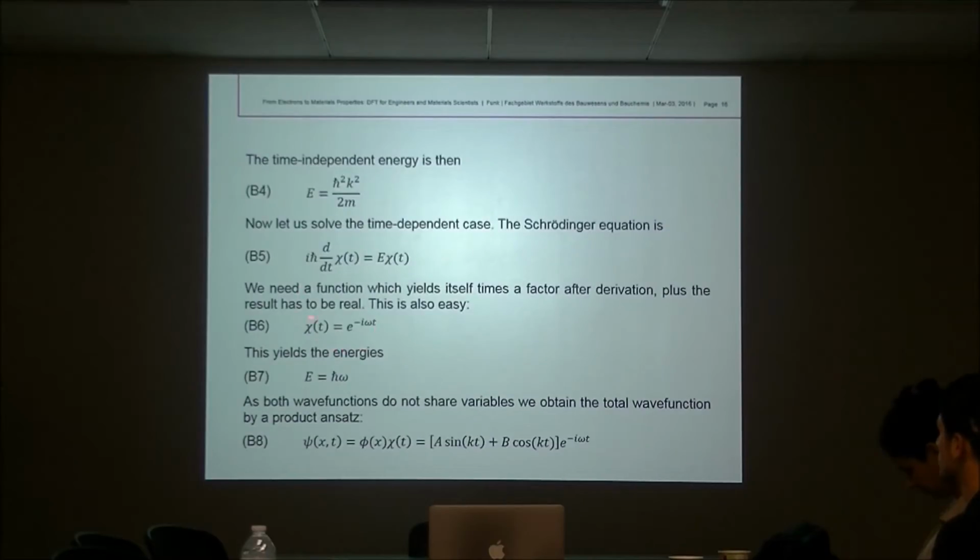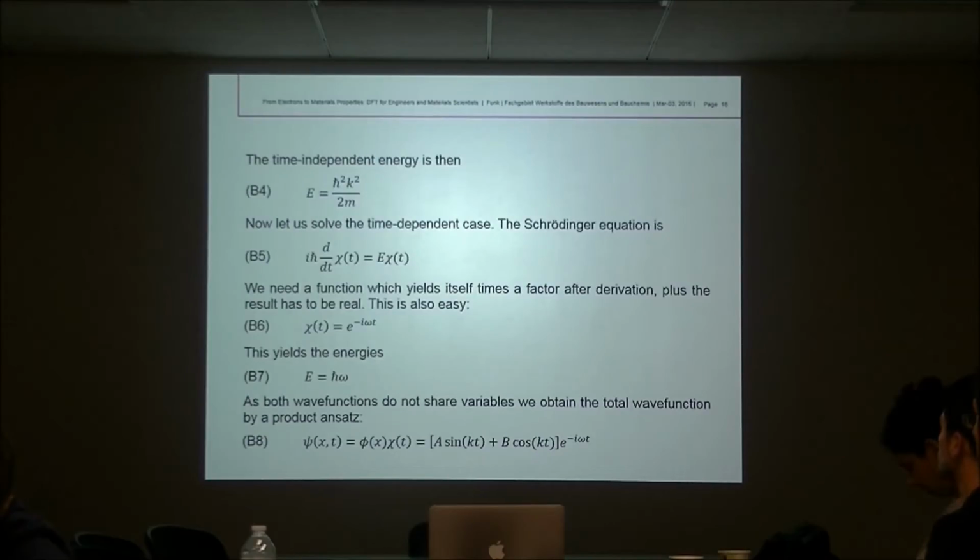Well, okay, so this should do the job. Derivative is minus i omega times the same function. i times i cancels out because we have this minus in front. So we have i times minus i squared, which is minus minus 1, which is 1. And we get a nice expression for our energy.